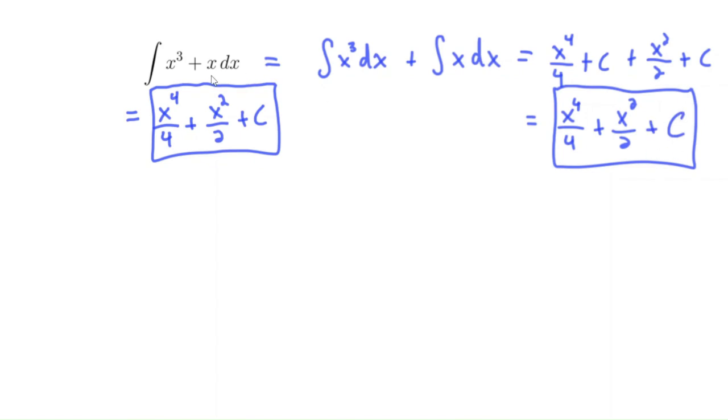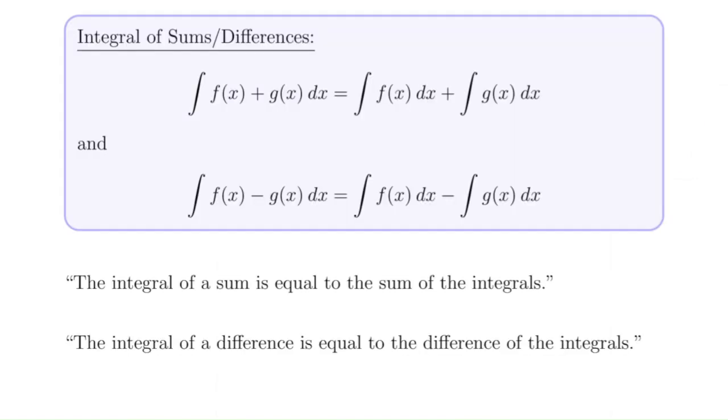But notice either way worked. I could either break it apart into two separate integrals here, as the integral of the sum, or just kind of do it one by one here. So we have a theorem here that says that the integral of the sum of two functions is equal to the sum of the integrals, and it also works for differences. Integral of the difference is equal to the difference of the integrals. And we're going to use this over and over again.